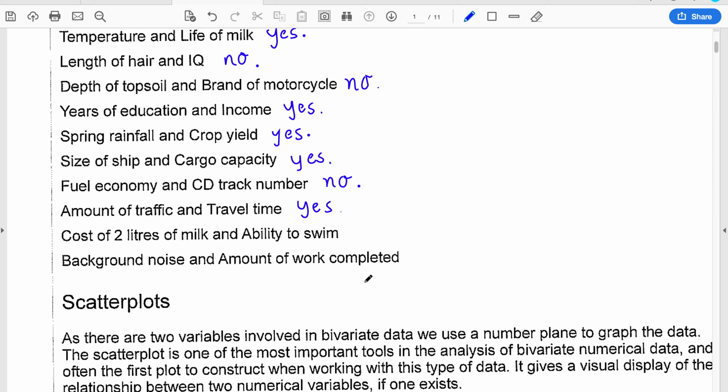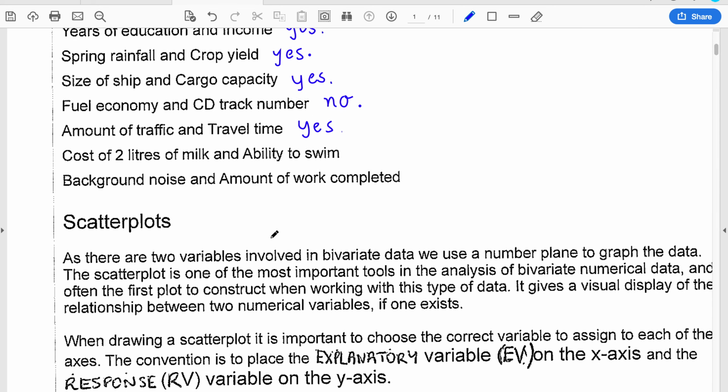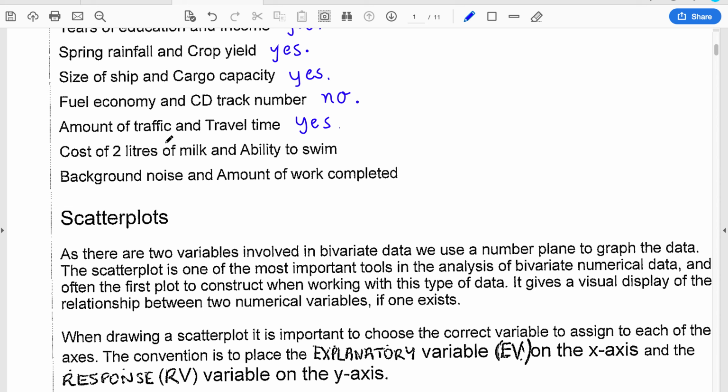Amount of traffic and travel time is a big one. Yes, definitely. The more traffic that you see on the roads, likely the more travel time you're going to have on the roads. Cost of 2 litres of milk and ability to swim. Again, can't see any reason why they would be related. And the last one, background noise and amount of work completed. Well, for some people, maybe some noise would be good for them, but for most people, in a noisy environment, you're not going to get as much work completed, so there would be an association there.